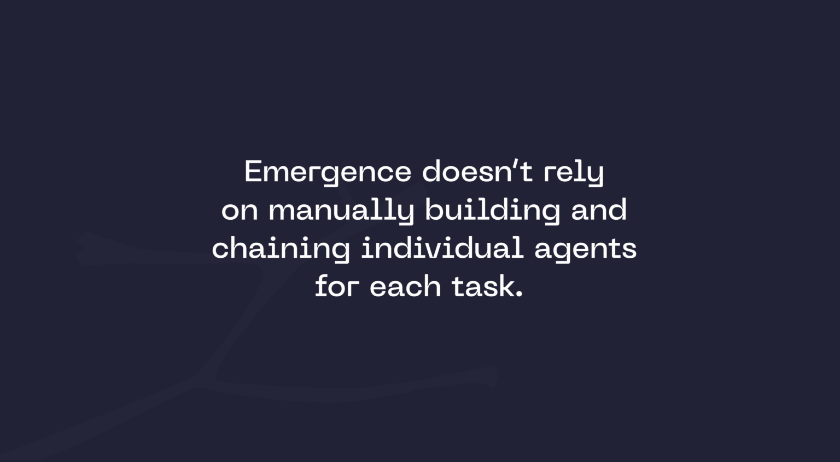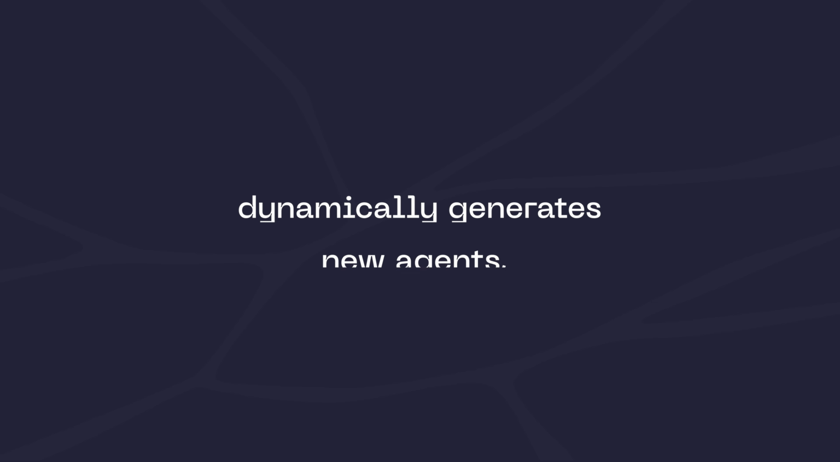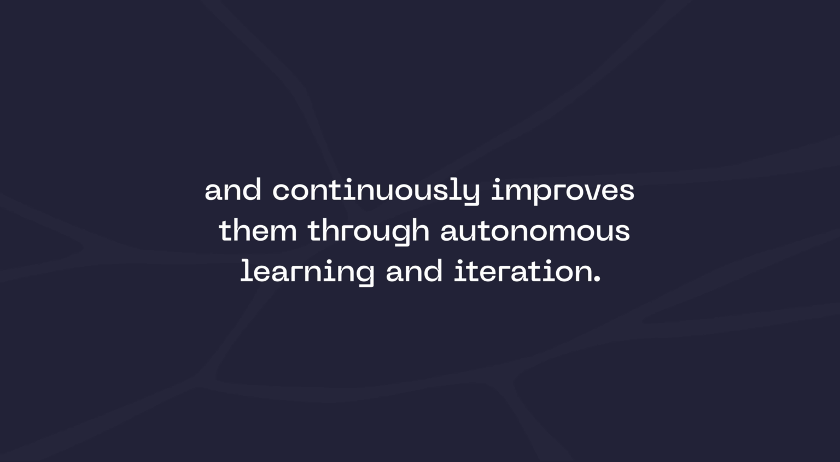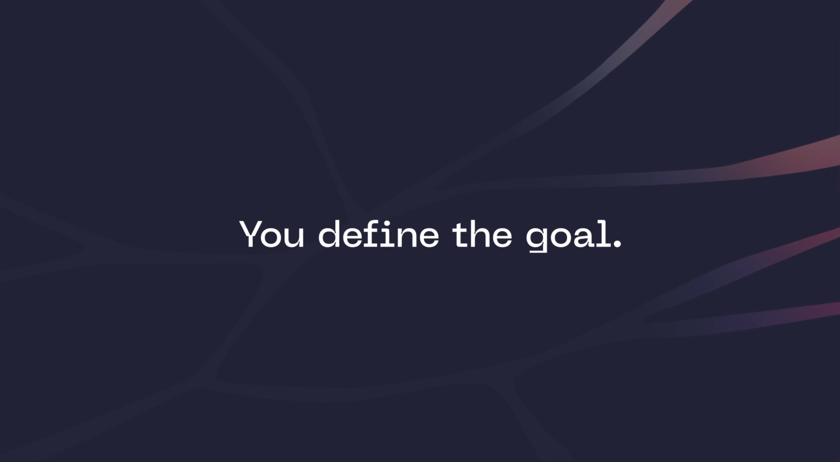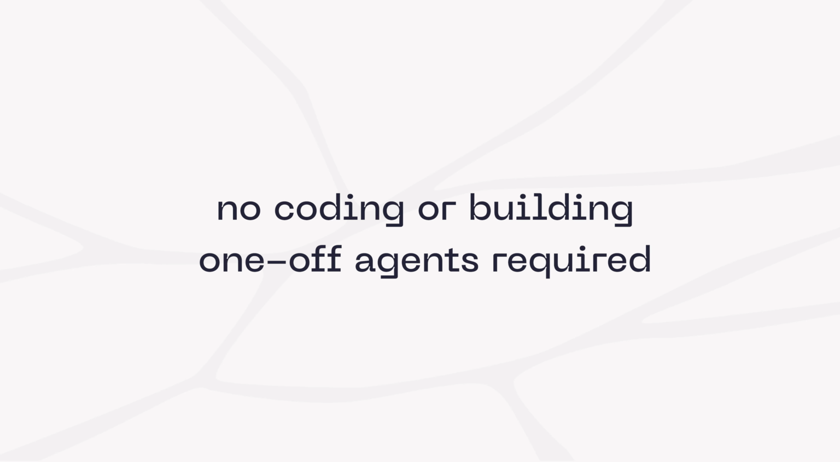Emergence doesn't rely on manually building and chaining individual agents for each task. Instead, it proactively anticipates what's needed, dynamically generates new agents, and continuously improves them through autonomous learning and iteration. You define the goal. Emergence handles the rest. No coding or building one-off agents required.